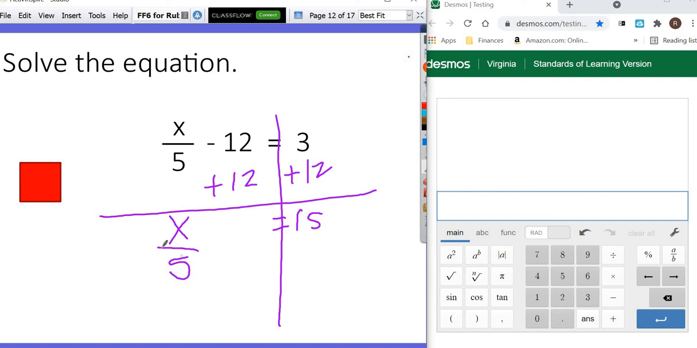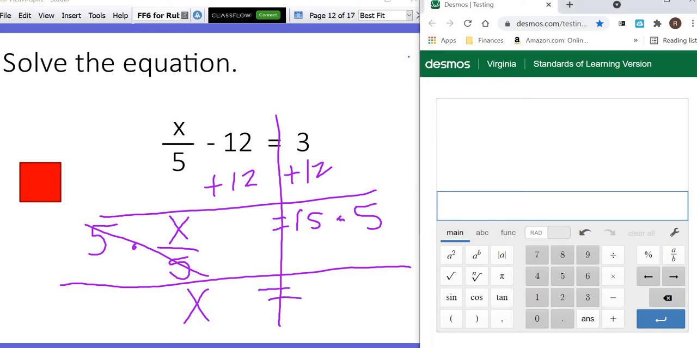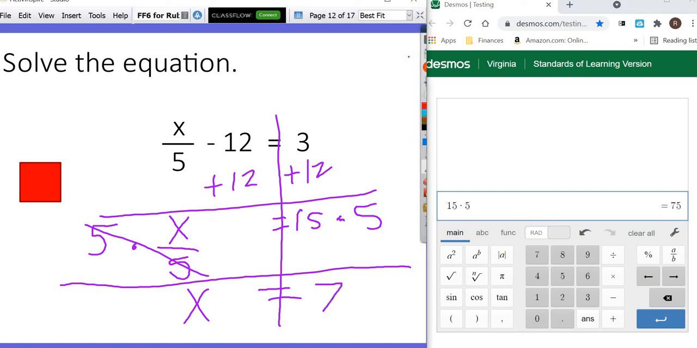Now I have to ask myself, what is the opposite of division? Well, the opposite of division is multiplication. So I'm going to multiply by this 5 on both sides. That cancels. My x comes down. And then I'm going to come to this side, and I'm going to multiply 15 times 5. And that is 75.